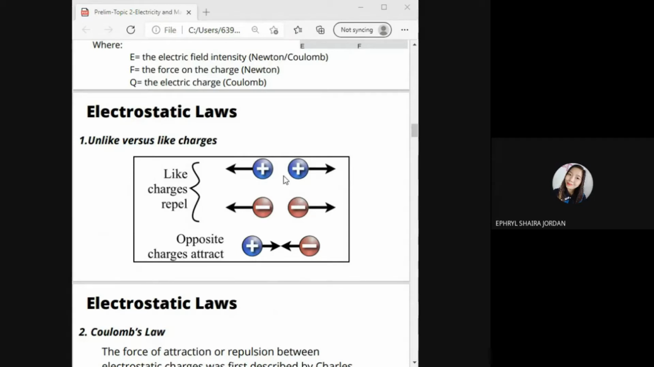So like charges, positive to positive, they repel, negative to negative, they also repel, while positive and negative attract. Particles having no electric charge, such as the neutron, are not influenced by an electric field because neutrons are neutral, or they don't have an electric charge.